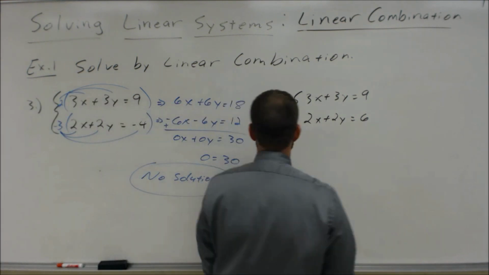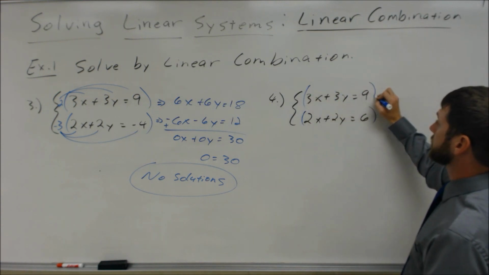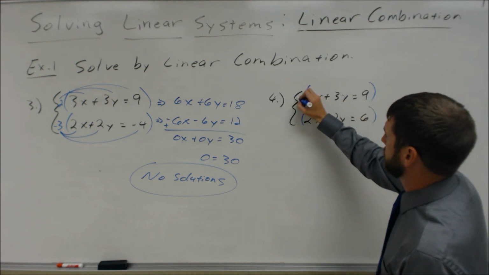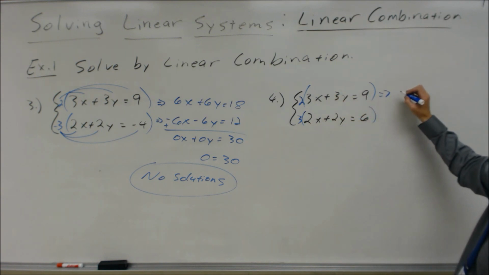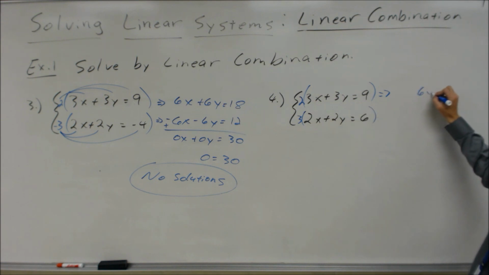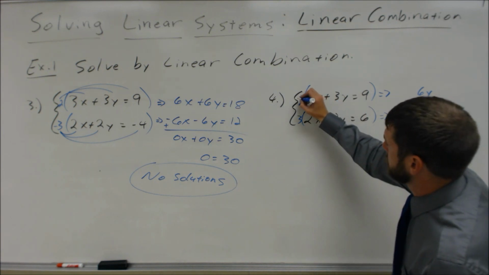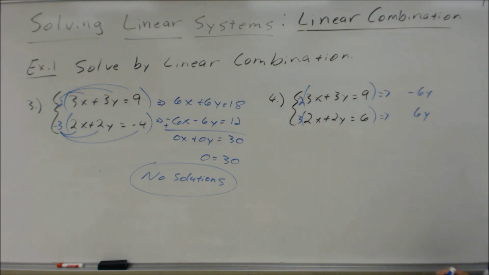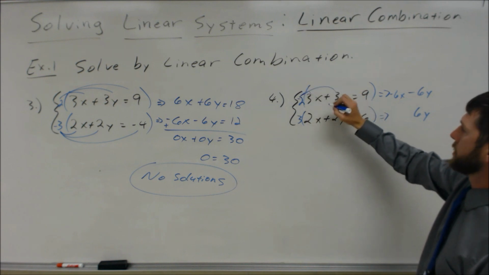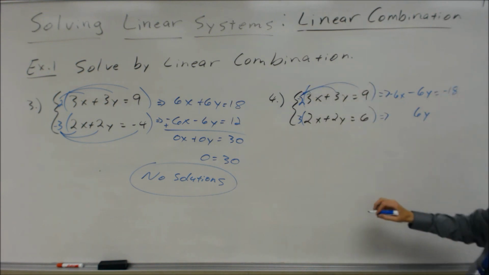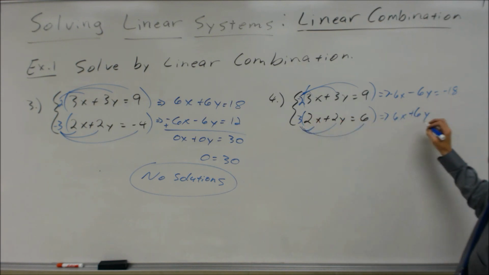Let's look at this one over here. I'm sure you can guess where it's going, but let's try it out. Again, let's get rid of the y's this time. So 3 and 2, so multiply the top by 2, bottom by 3. So I get 2 and 3 at 6y. 3 and 2 is 6y. Need a negative on there somewhere, so let's put it on the top one this time. Change it up. Now we have our opposite coefficients, so negative 6x minus the 6y equals negative 18. Positive 6x plus the 6y equals 18.